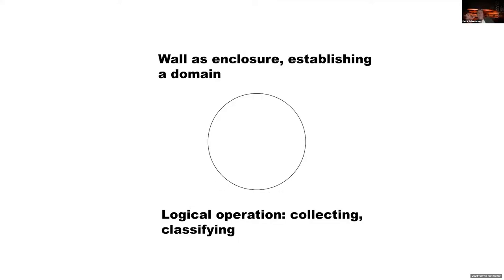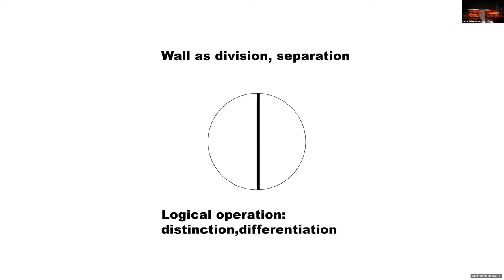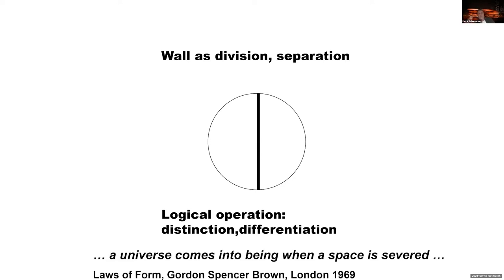So the wall is enclosure, establishing a domain. That's the logical operation of collecting, of classifying, of generalizing. And then you have the wall as distinction, as differentiation within that. This becomes a basic logic operation. Gordon Spencer Brown, the British mathematician in the 60s, wrote The Laws of Form, and he makes this very explicit: the idea of distinction as the primary operation, marking space against the unmarked space, and then you have subdivisions within that. The universe comes into being when a space is severed. That's an architectural operation, literally, in my view.